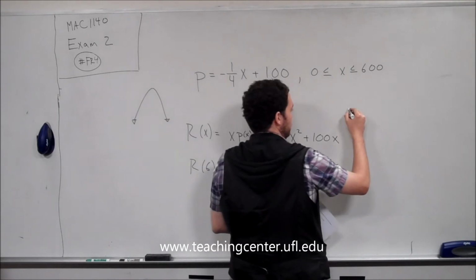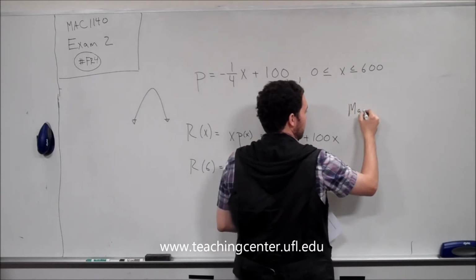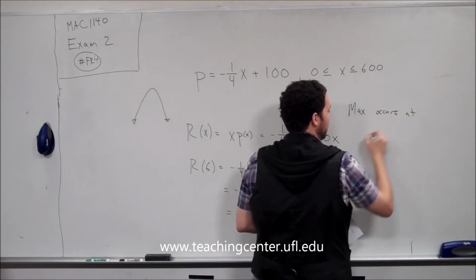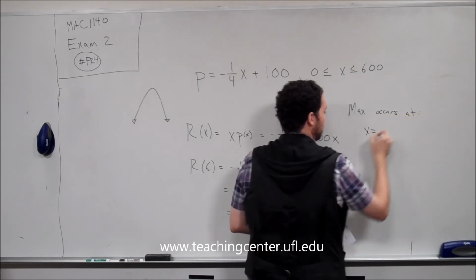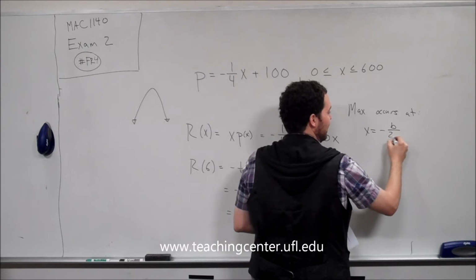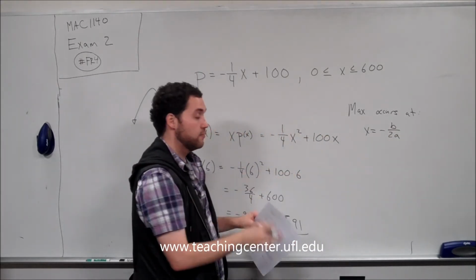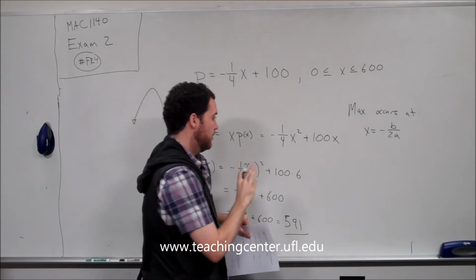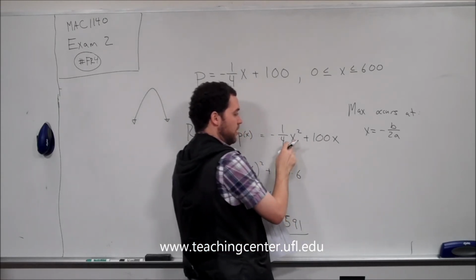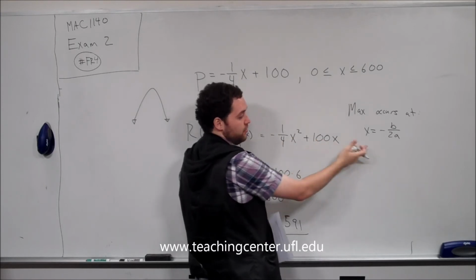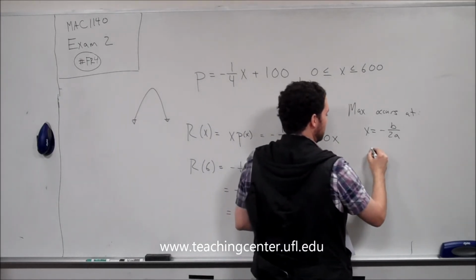So the max occurs at x equals minus b over 2a, because this is only your x coordinate. We're going to be asked to plug this back in to find our corresponding y value. But for right now, we can just go ahead and read this. We can see that negative 1/4 is your a, and 100 is your b, and there is no c, but we don't need a c, so that's all right.